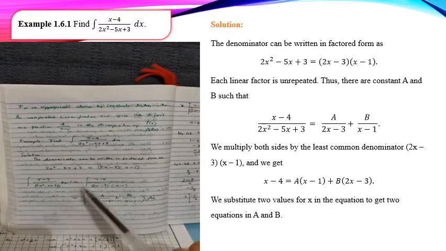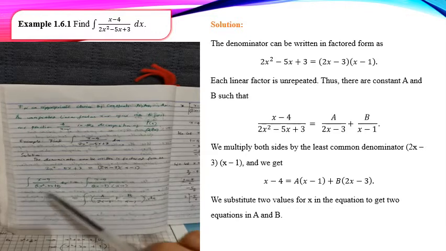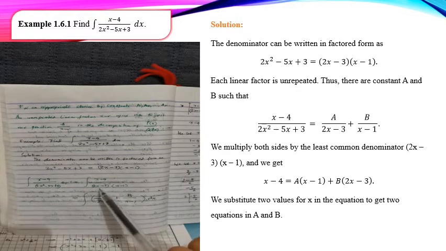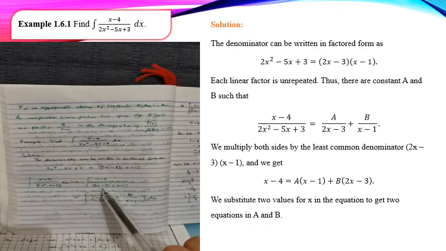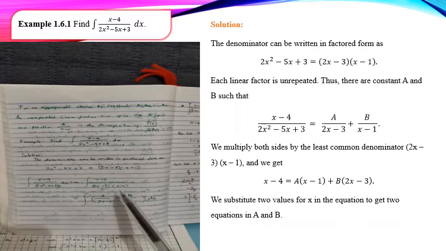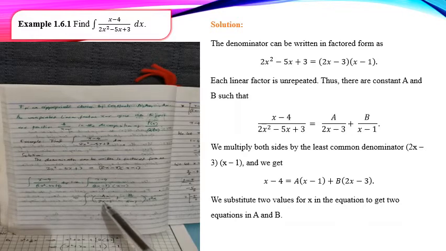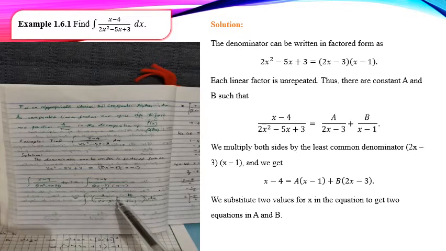Okay, so ibig sabihin nun, pwede natin siyang ma-decompose as, okay, so ito yung given natin. So, x minus 4 over 2x minus 3 times x minus 1, kasi yung factors nito, galing doon. So, since hindi naman repeated, pwede natin siyang ma-decompose as a. So ilalagay natin dito is si a over yung first na factor plus, always yan plus, another variable na b, and then yung next na factor na x minus 1.